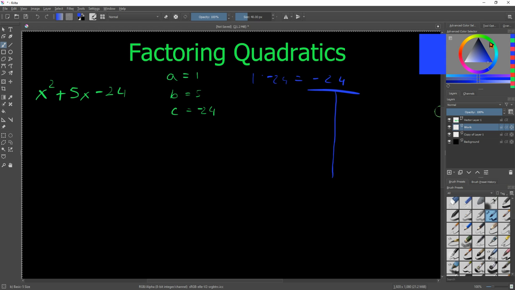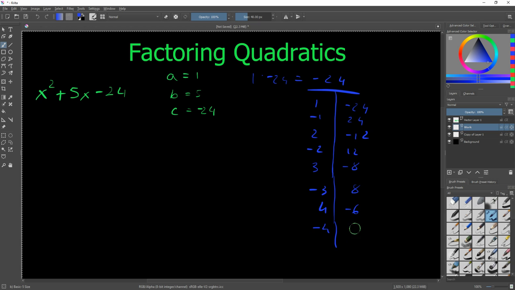Make that chart. Which two numbers multiply to be this? I have 1, -24. -1 and 24. 2 and -12. -2 and 12. 3 and -8. -3 and +8. 4 and -6. -4 and 6. Okay, now I'm done. Now, which ones add up to be your b, which is 5? Which ones add up to be 5?